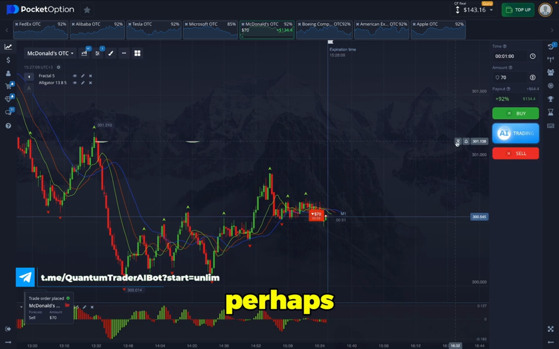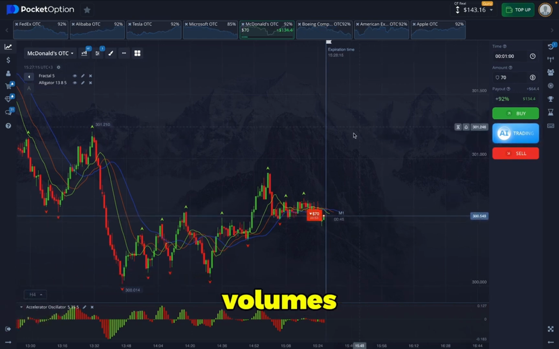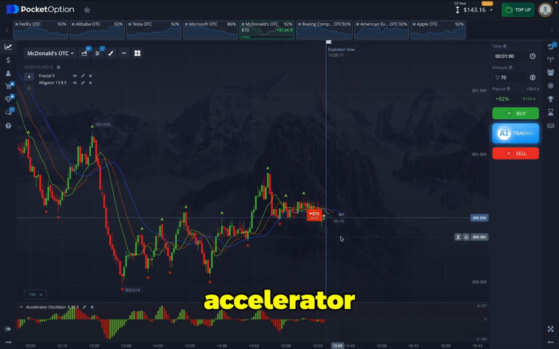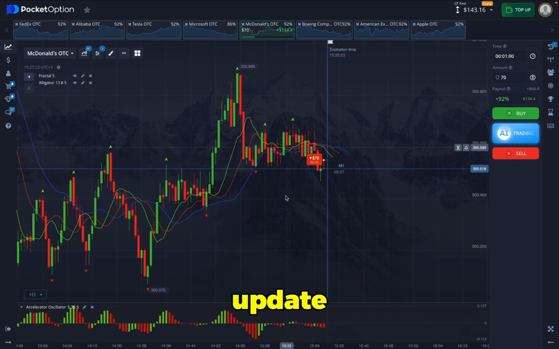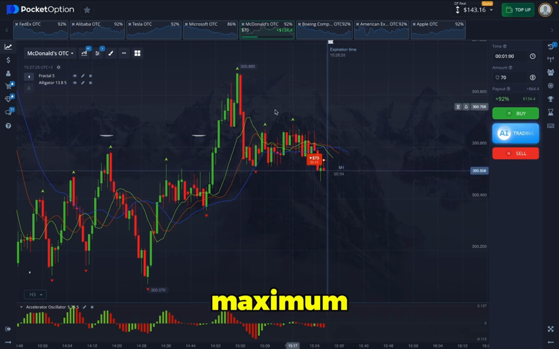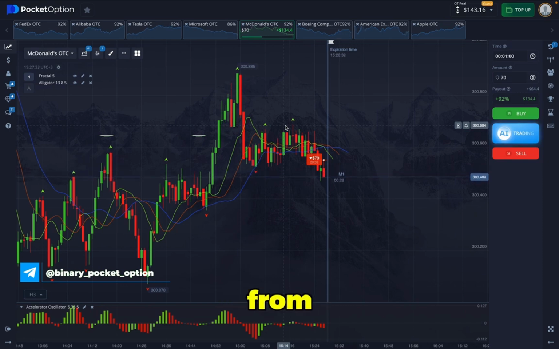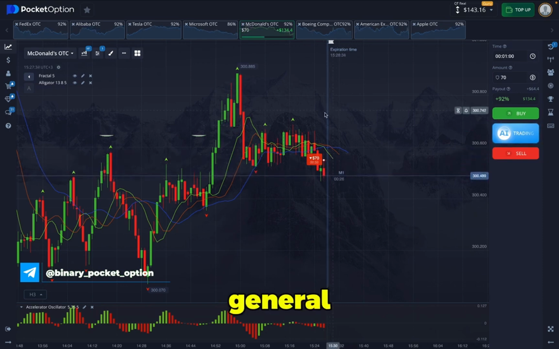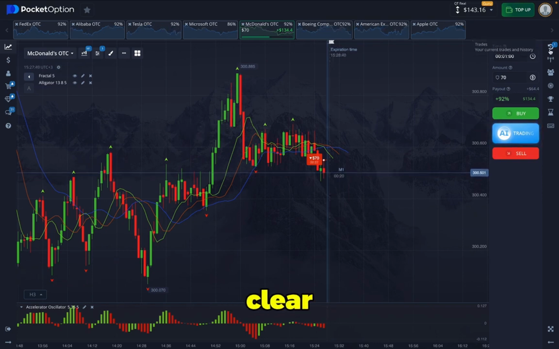And here, perhaps, I will also open a position to decline. In general, there are downward volumes of movement. And here the accelerator histogram shows us this. I managed to achieve a good opening level here. There was an update of the structural local maximum, and the movement crossed all the sliding lines of the alligator from top to bottom. In general, the same logic of opening, I think it's very clear. Let's look at the result.